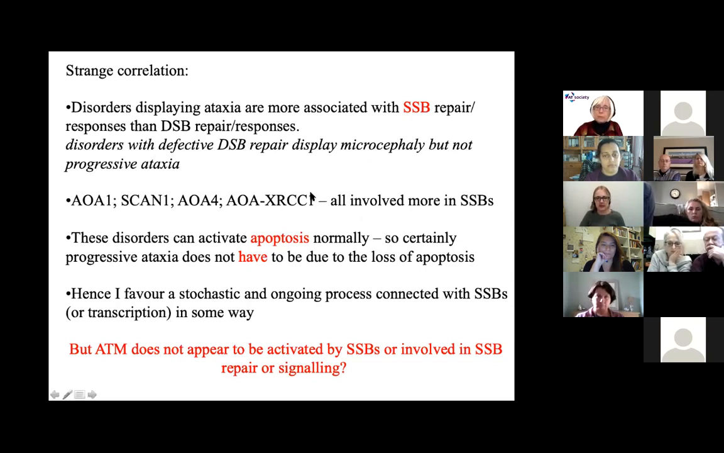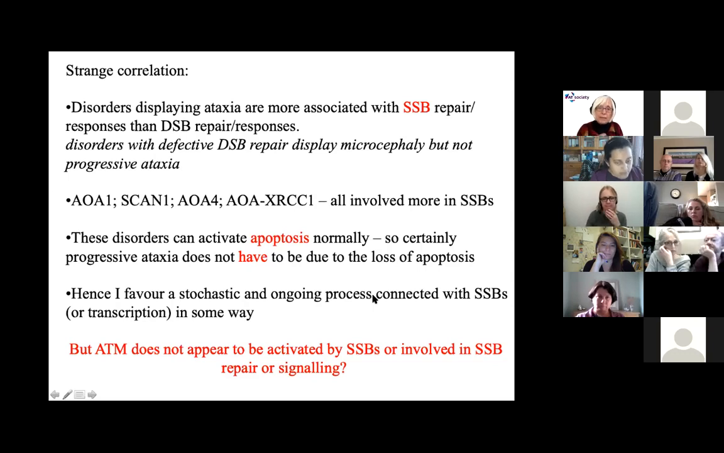But this protein in particular is much more involved in single-strand break repair, really not anything to do with double-strand breaks. And these disorders can all activate that cell death pathway. So although that doesn't mean to say that couldn't be contributing to the ataxia in AT, it certainly says it doesn't have to be the sole reason for ataxia.